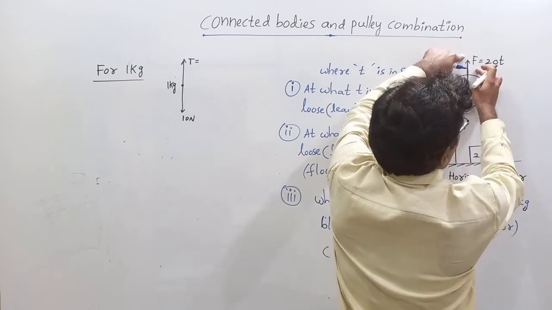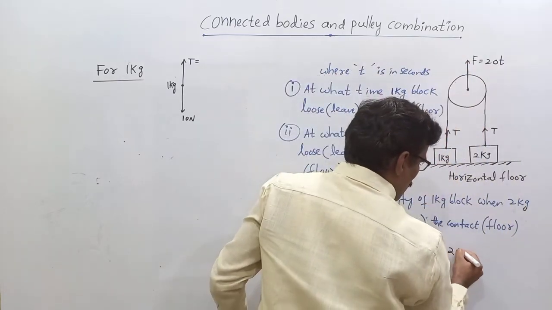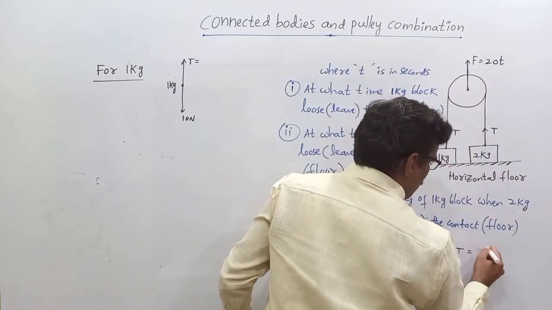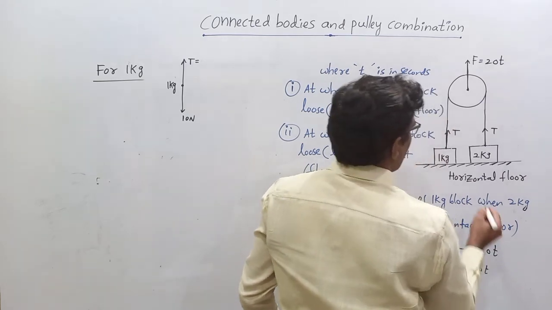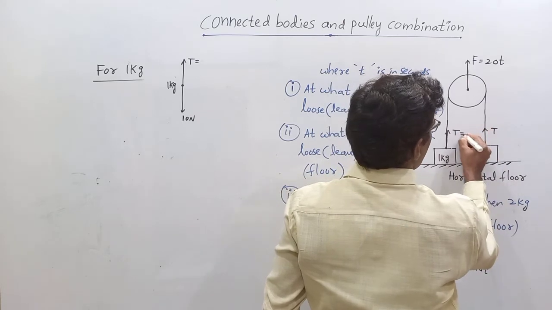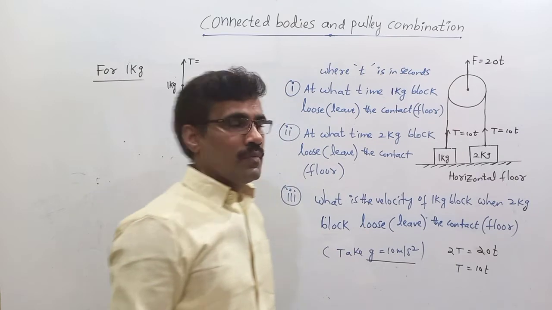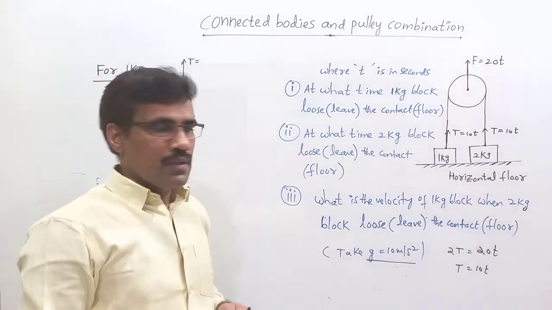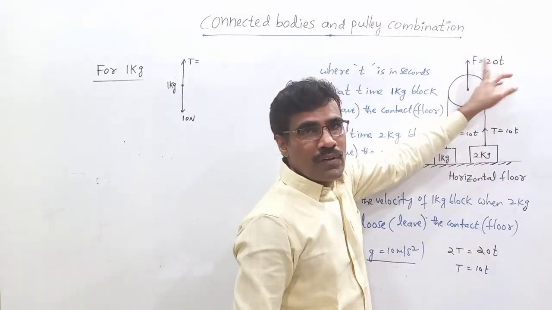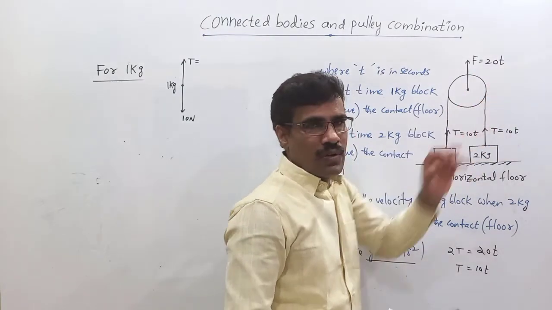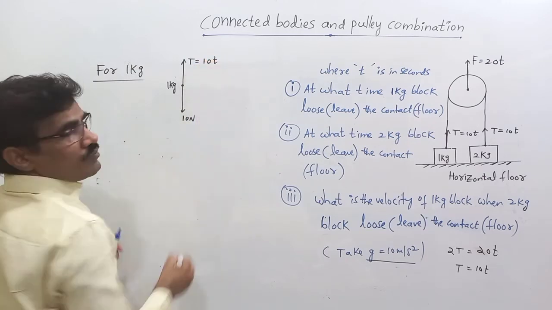Here T, T, so what about 2T? 2T is equal to 20t, and capital T is equal to 10t. This is the 10t, and this is also 10t. What is the small t? t is the time. Time is in seconds, force F is in Newton, and P is also in Newton. Therefore, here 10t is upward.